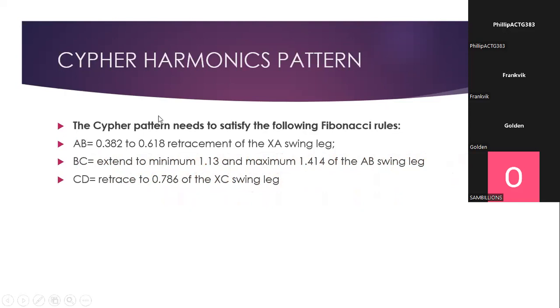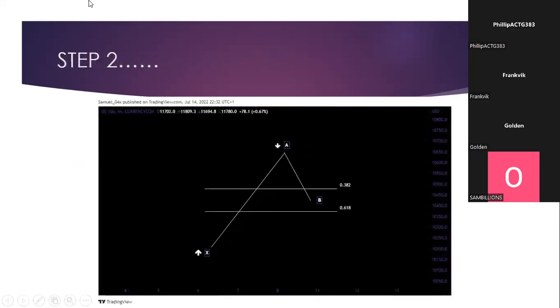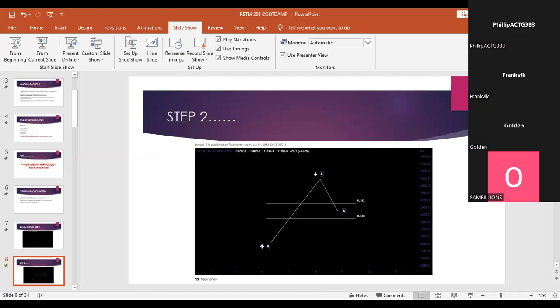So we have the Cypher harmonic pattern. We have the AB, which is a 0.382 to 0.618 retracement of the XA swing leg. Then BC, we extend to 1.13 and a maximum of 1.414 of the AB swing leg. Then we have CD, retrace to 0.786. So I will go to the chart now so I can really explain and show how we can draw it.